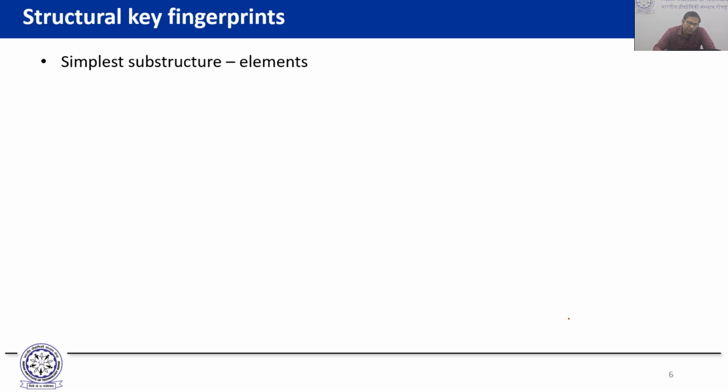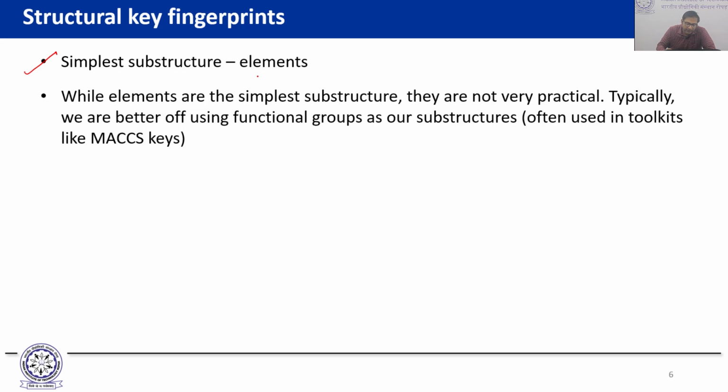Now, let us talk about the individual fingerprints, and we'll start with the structural key fingerprints. When you talk about structural key fingerprints, these are actually a fairly simple-minded way of encoding the molecular information. And when you talk about the structures, the simplest substructures are going to be the elements themselves. So you can put carbon, nitrogen, oxygen, sulfur, whatever you want as a structural unit.